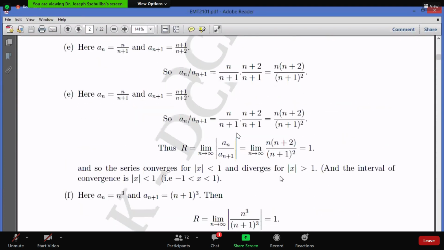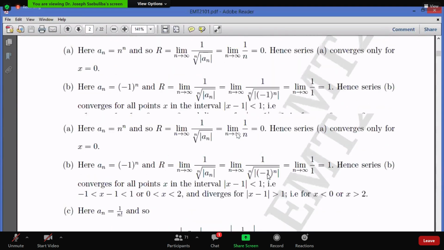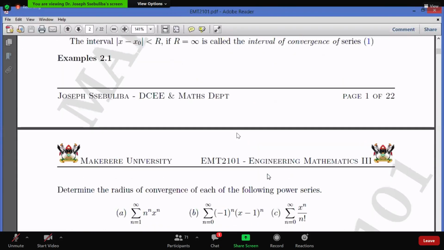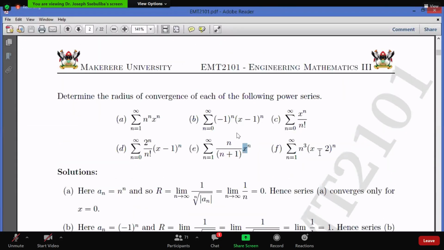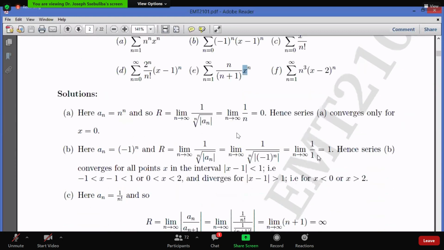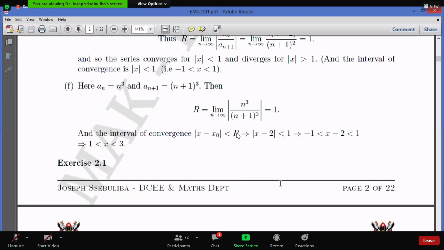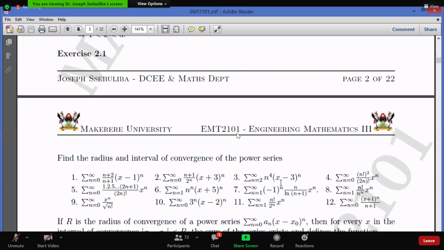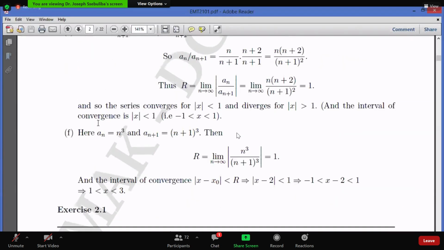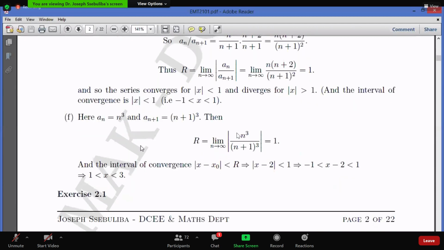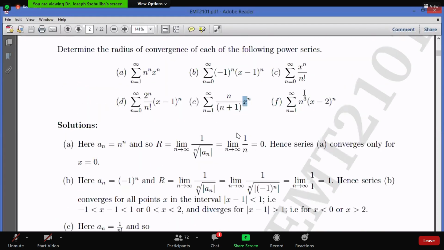Okay, I think this other one, we don't have to go into it. This is f, which is n squared x minus 2. This one, you can also deal with it using the so-called ratio test, that is an. This one you could as well.